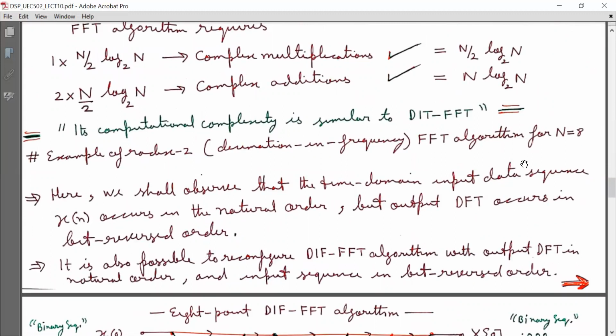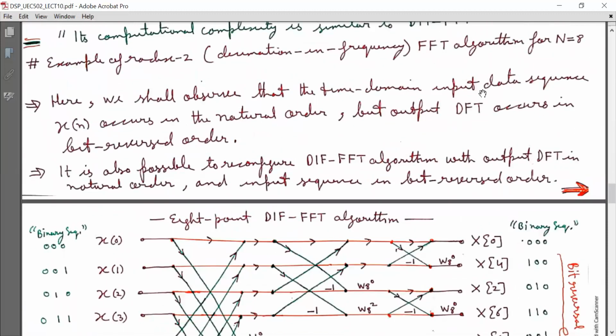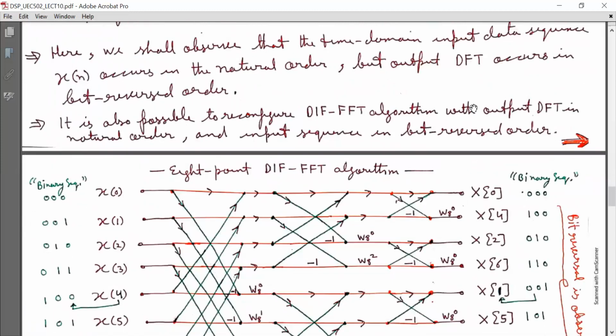Now, an example of the radix 2 decimation in frequency FFT algorithm for capital N equal to 8. Here we shall observe that the time domain input data sequence x[n] occurs in the natural order, but the output DFT occurs in bit reversal order. Vice versa is also true. That is, it is possible to reconfigure the DIF FFT algorithm with output DFT in natural order and input sequence in bit reverse order.